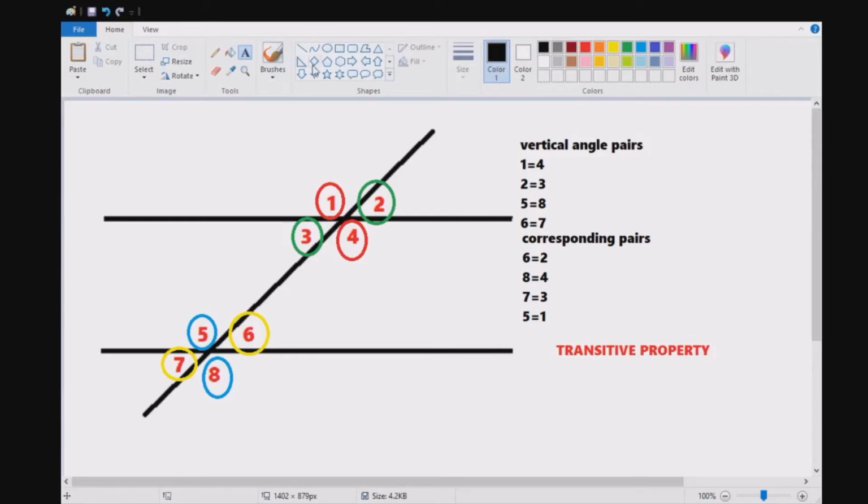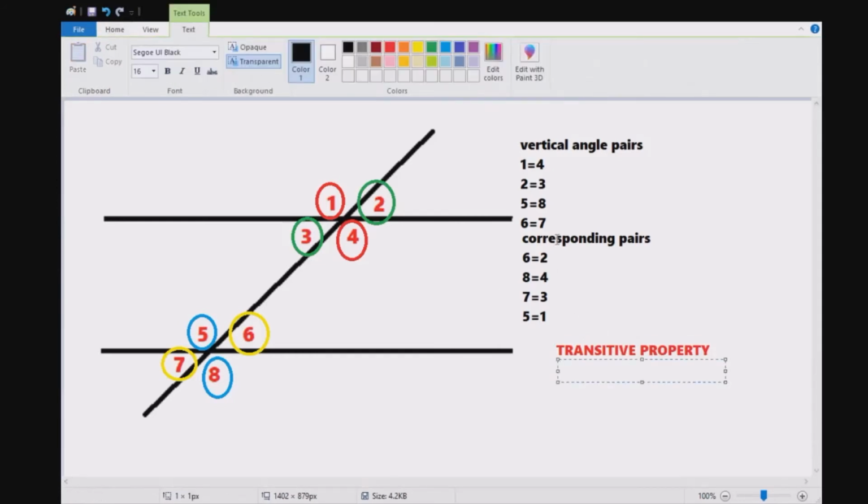Okay, I think that hint was pretty obvious, but we can use the transitive property to find a few more relationships, can't we? The transitive property states that, let's say, if A equals B and B equals C, well then A equals C. So why don't we start with angle 1? Well, angle 1 equals angle 4. What else does angle 4 equal? Angle 4 equals angle 8. So angle 1 equals 4 equals 8.